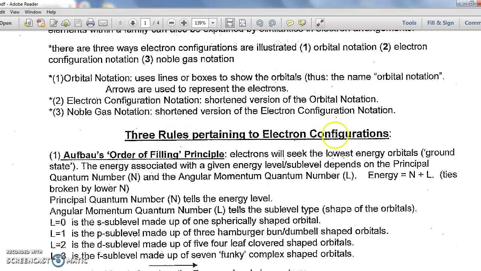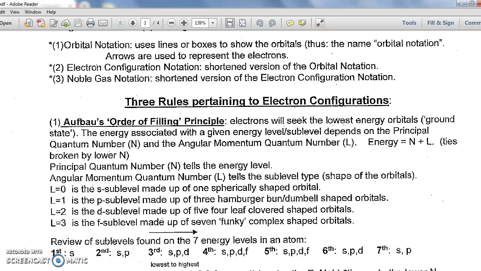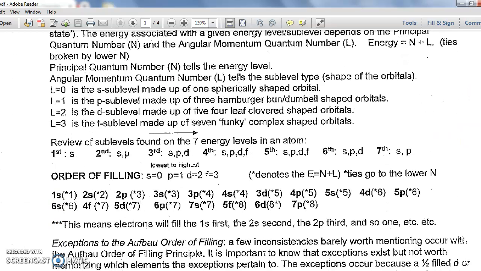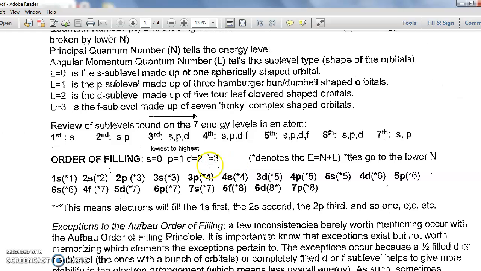But there were rules to follow. One of the rules said that we have to fill the lowest energy level sublevel available. This is called Aufbau's order of filling. Aufbau is a German word meaning building up principle. So, where would electrons go first according to this rule? They would fill the 1s first.